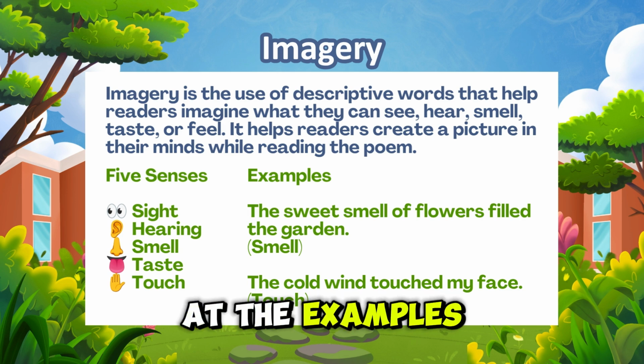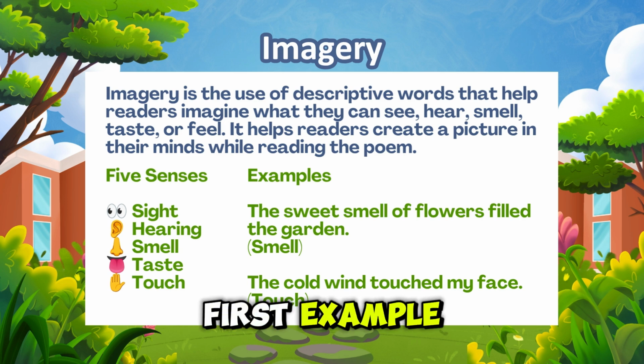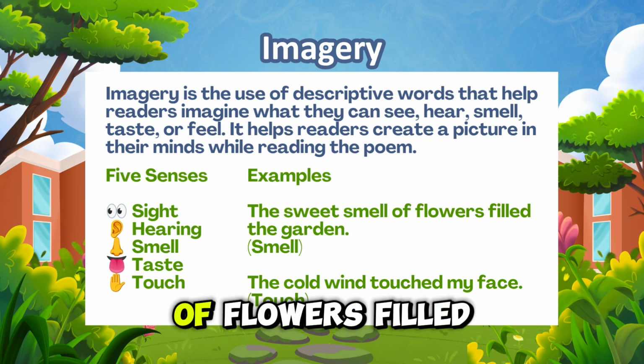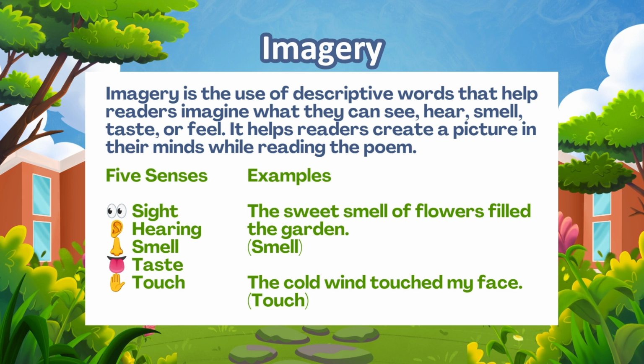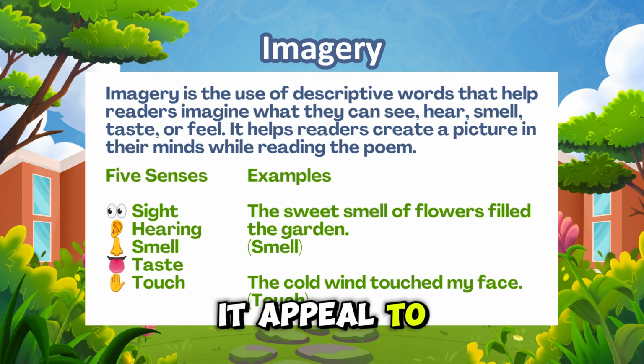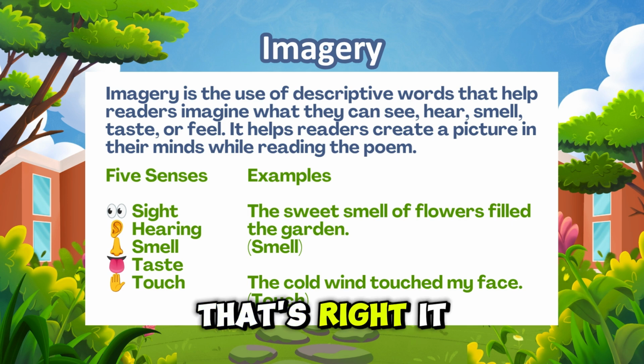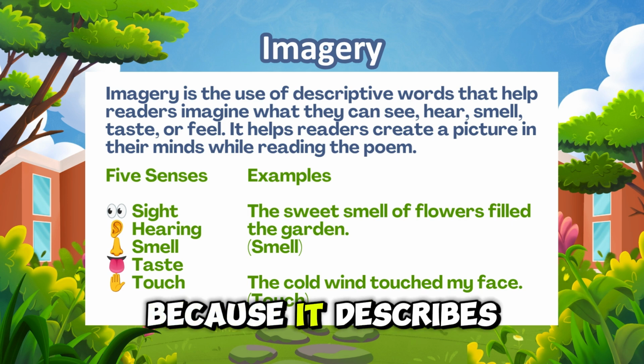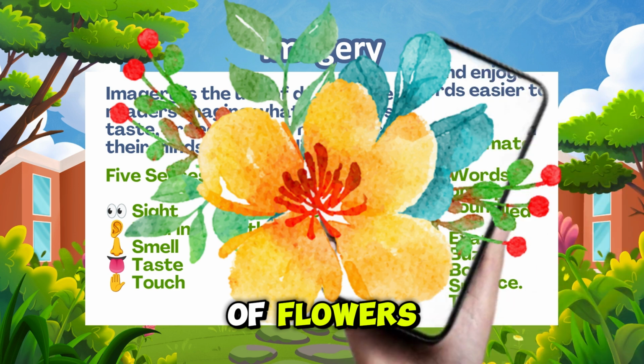Now, let's look at the examples. First example. The sweet smell of flowers filled the garden. Let's think about this sentence. Which sense does it appeal to? That's right. It uses the sense of smell because it describes the sweet smell of flowers.